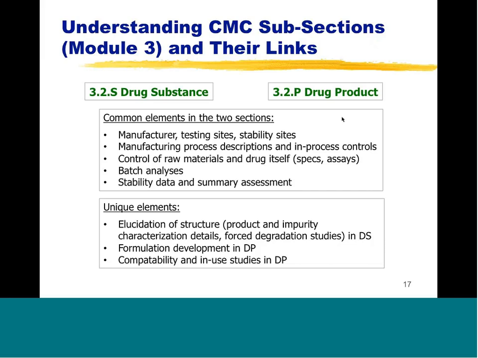Then both sections would have batch analysis data. Here's the data on 1 or 2 or 3 batches you made, and of course stability data and summary. What's unique is that the drug substance talks about your whole structure elucidation. What is the structure of your molecule? What are the impurities? What kind of forced degradation studies have you done? The drug product emphasizes formulation development, how you came up with that, and compatibility, let's say if you're in an IV bag, all your in-use studies. So it's a later stage section. So there are some differences between them.